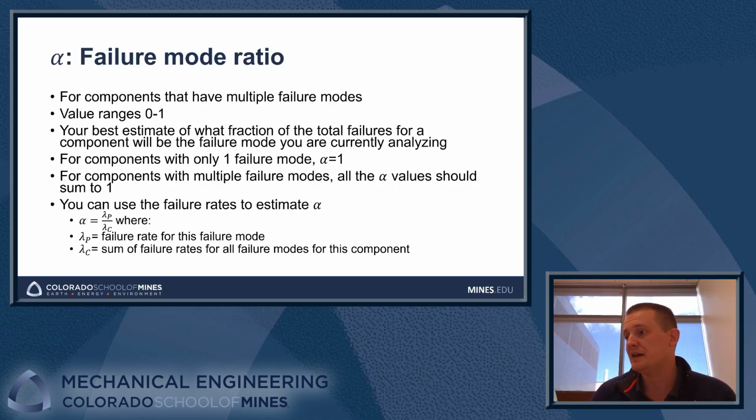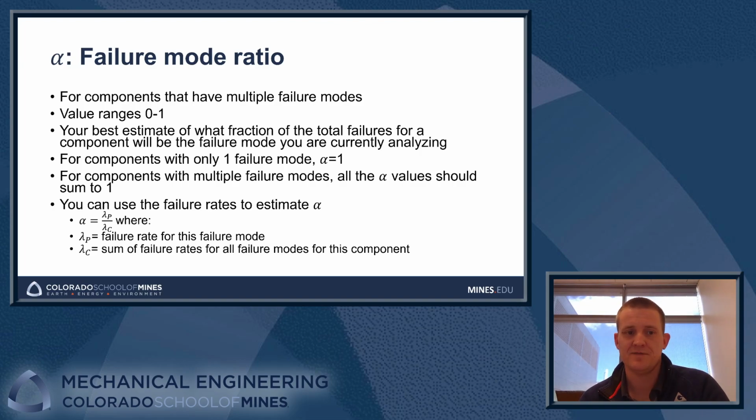All right. Next up is alpha, which is our failure mode ratio. So this is only for components that have multiple different failure modes that can happen to them. So alpha is, again, going to range between 0 and 1, and it's our best estimate of what fraction of the total failures that part can have is going to be this current mode that we're analyzing. So this only applies to stuff that can fail in more than one way.